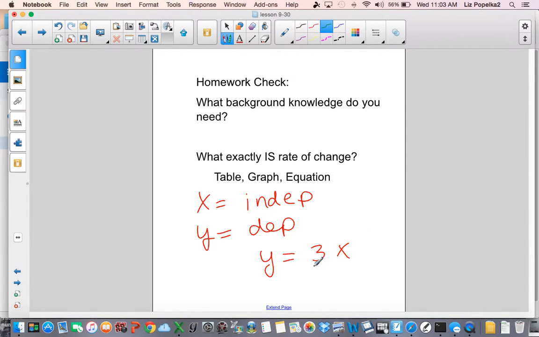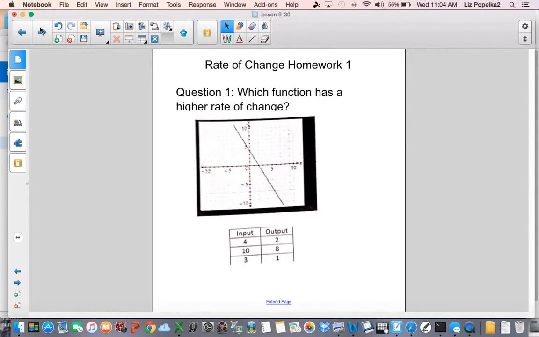Remember that this coefficient, this number in front of the x, is how you find your rate of change. It has to be the number that is the coefficient in front of the x, not in front of the y, because the number in front of the x, in front of your independent variable, explains how your amount is changing. So that is how you would find your rate of change from an equation. So now let's take a look at some of those homework problems.